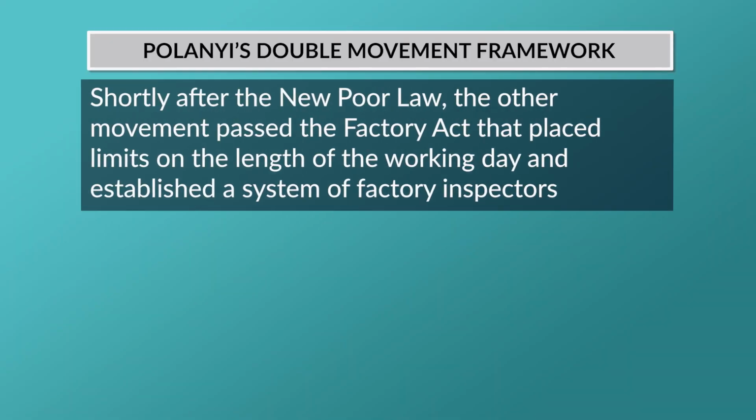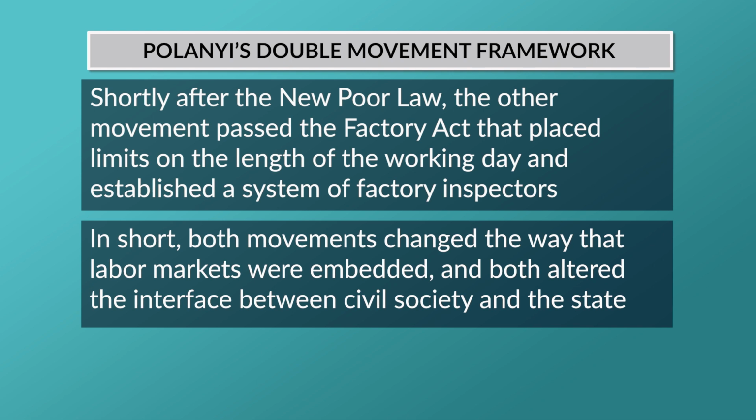Shortly after the New Poor Law was enacted, the other movement passed the Factory Act, which placed limits on the length of the working day and established a system of factory inspectors. In short, both movements changed the way labor markets worked and the fact that the labor markets were embedded, and both altered the interface between the civil society as well as the state. Now, there have been a number of criticisms of Polanyi's double movement framework.